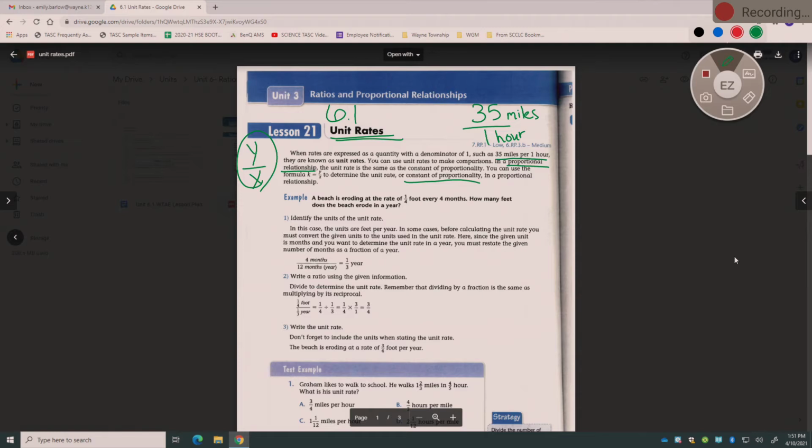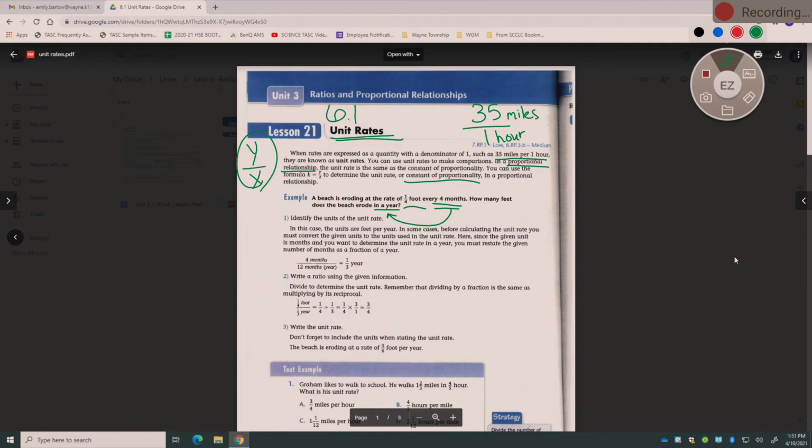This first example: a beach is eroding at the rate of 1/4 foot every 4 months. How many feet does the beach erode in a year? So the first thing we need to notice is we've got 1/4 of a foot every 4 months, but they're asking us for how much it happens in a year. So we're going to have to do some conversions, right?